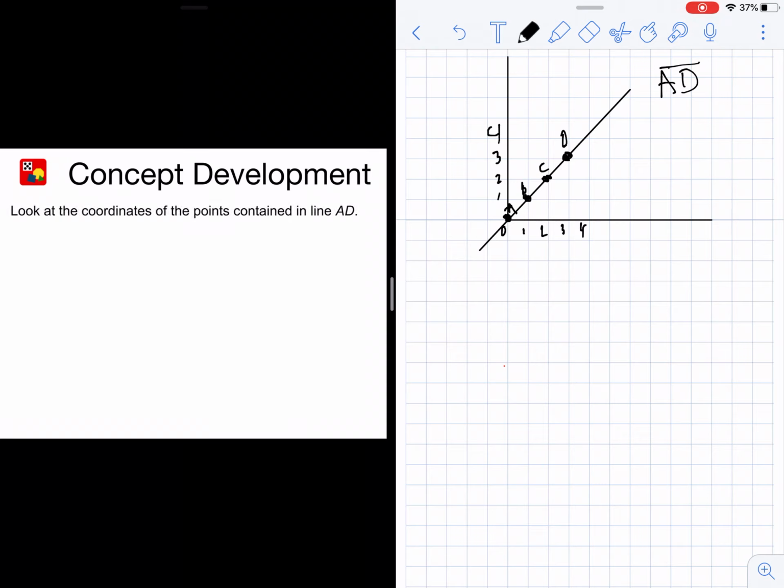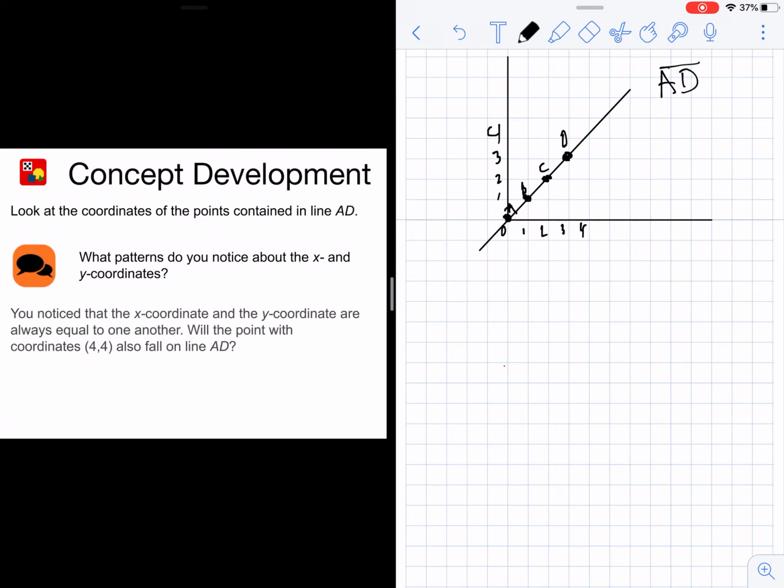Look at the coordinates of the points contained in line AD. Remember, A was 0, 0, B is 1, 1, C is 2, 2, and D is 3, 3. What pattern do you notice about the X and Y coordinates? Okay, you notice that the X coordinate and the Y coordinate are always equal to one another.